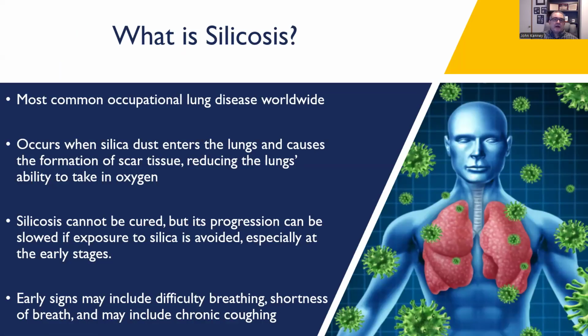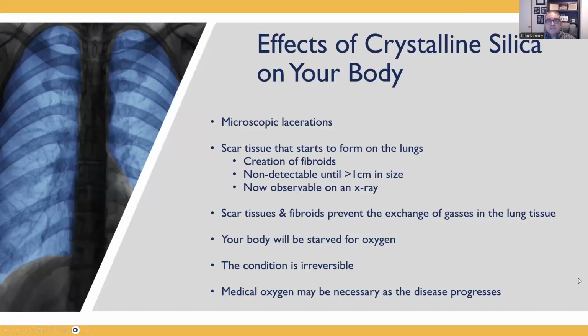But let's talk about what it is, right? What is silicosis? It's the most common occupational lung disease worldwide. It occurs when silica dust enters the lungs and causes the formation of scar tissue, reducing the lung's ability to take in oxygen. Silicosis cannot be cured, but its progression can be slowed if exposure to silica is avoided, especially in the early stages. Early signs may include difficulty breathing, shortness of breath, and chronic coughing.